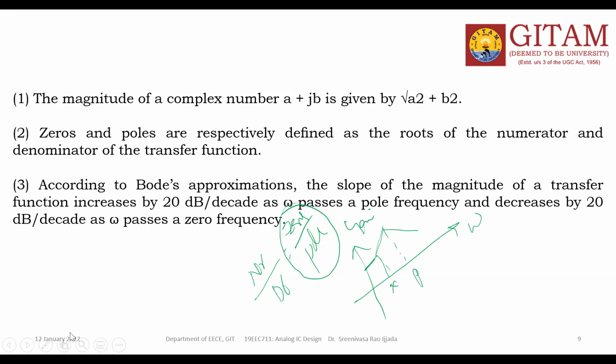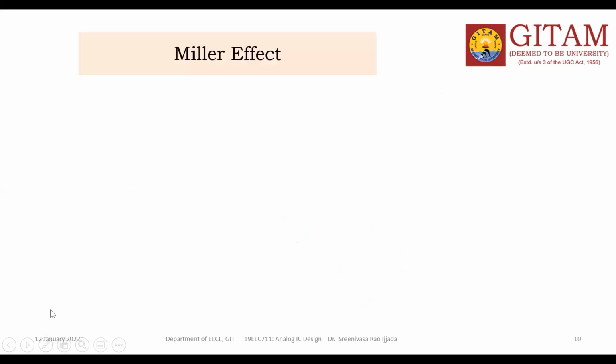I hope you understand what the pole is, what the zero is, and how the gain changes by 20 dB per decade. Each decade means 10 divisions. So the 20 dB gain changes for the pole or zero, either increasing or decreasing based on the root, either pole or zero.